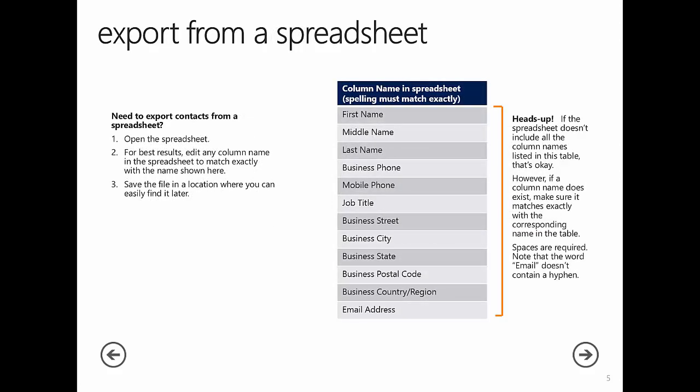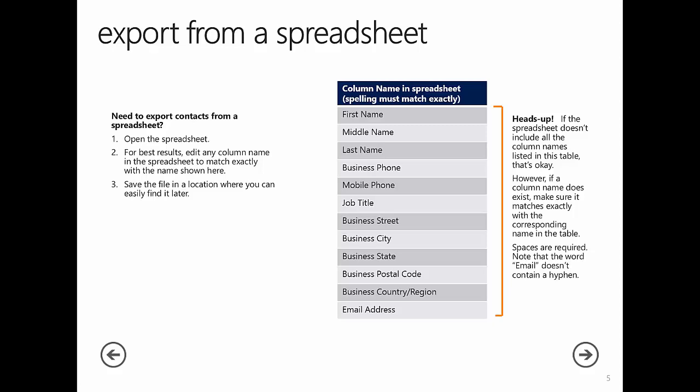Need to export contacts from a spreadsheet? Open the spreadsheet and then, for best results, edit any column name in the spreadsheet to match exactly with the name shown here on the right. Once you've done that, save the file in a location where you can easily find it later. The column names in the spreadsheet should match these names exactly, unless you have customized your CRM implementation and changed these names.